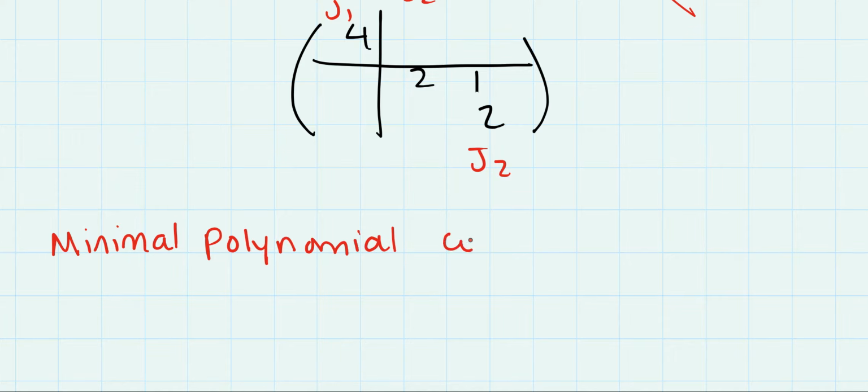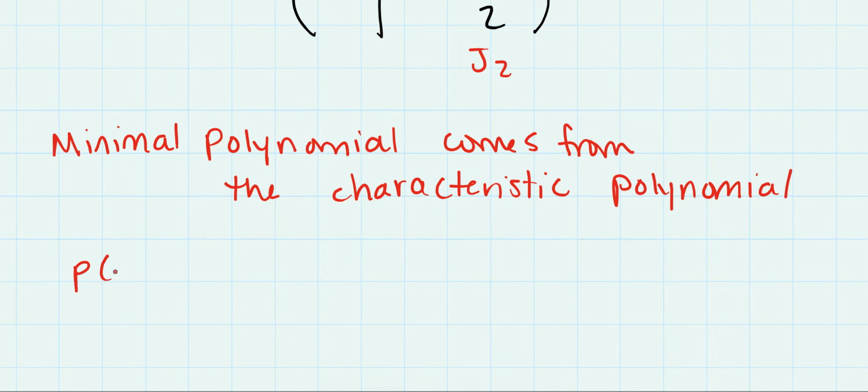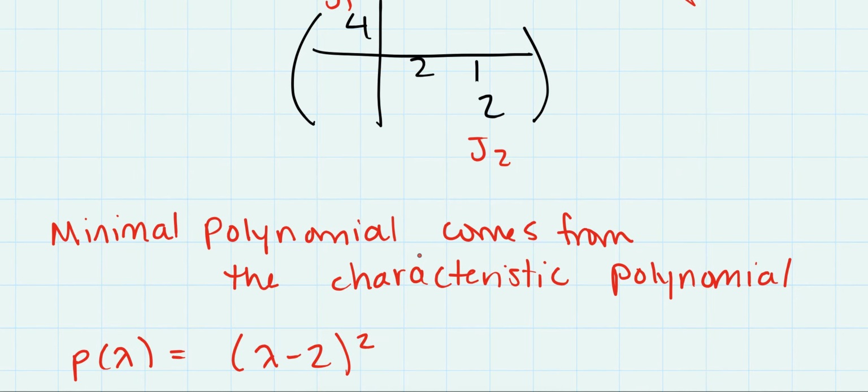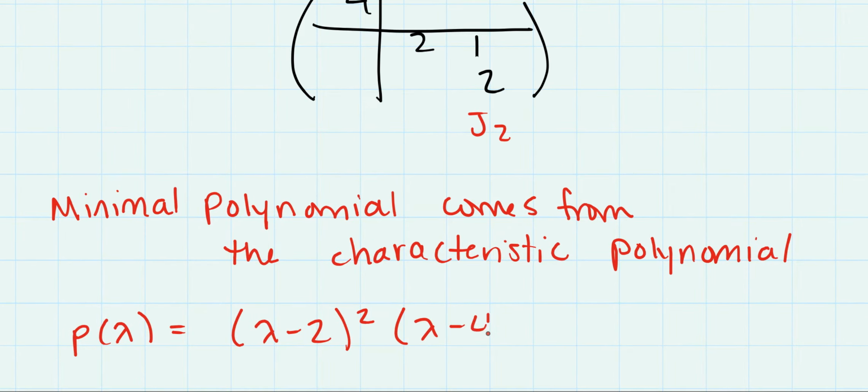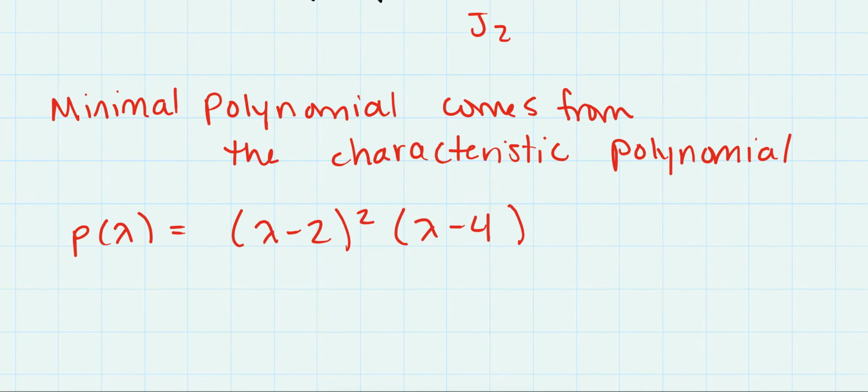comes from the characteristic polynomial. The characteristic polynomial in our case was p of lambda is equal to lambda minus 2 squared, lambda minus 4. The minimal polynomial is where you take your actual matrix A, and you have 2 options, lambda minus 2.